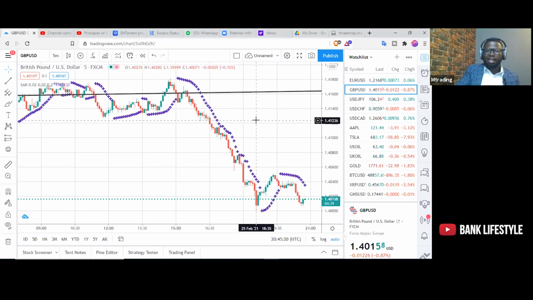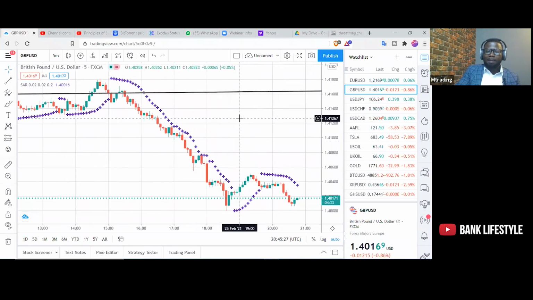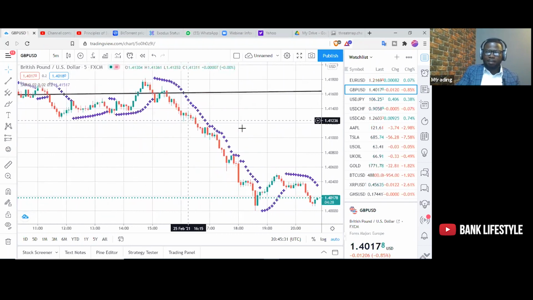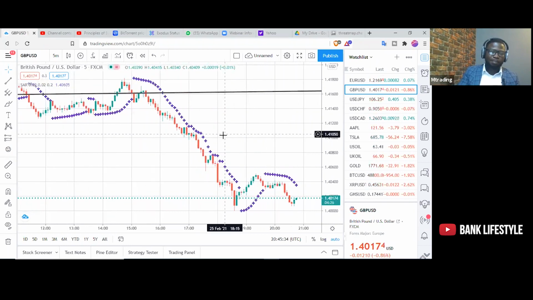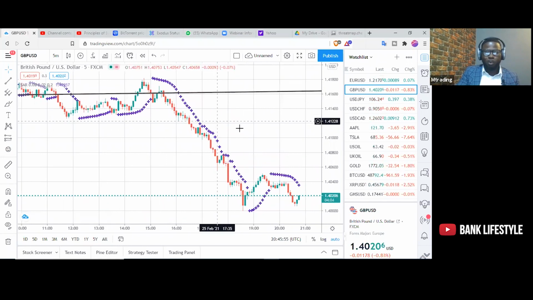So this parabolic SAR is an indicator that, as I said, I used first in the market. At that point in time, I was trading binary options, like IQ Option, Expert Option, and stuff. Those are not Forex, they're options. That's the place I started using the parabolic SAR for placing option trades. It helped me a lot, but at the end of the day, I ended up losing all my winning trades.